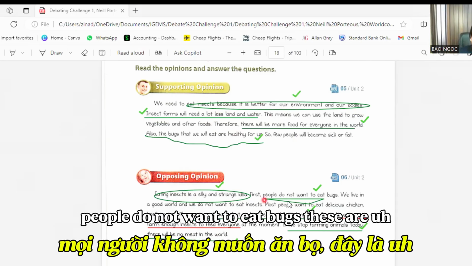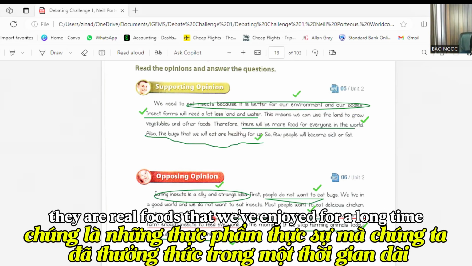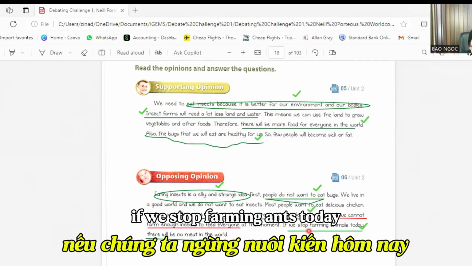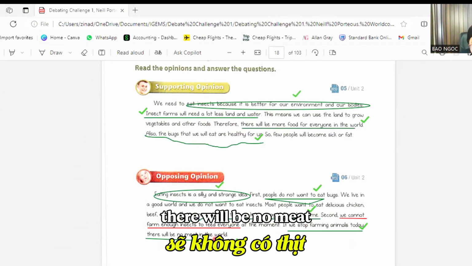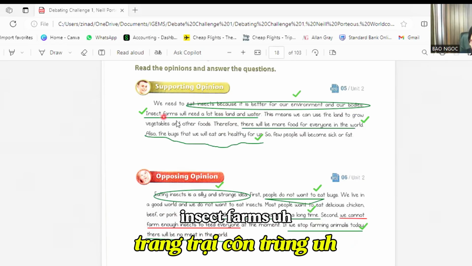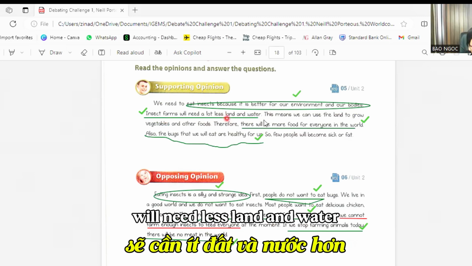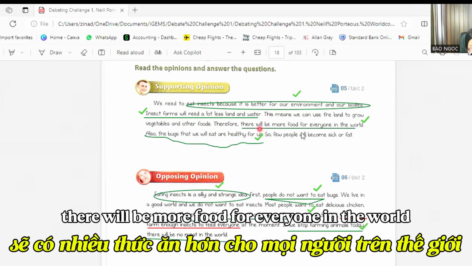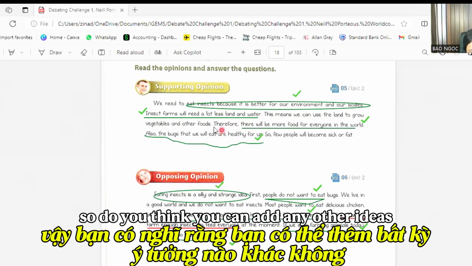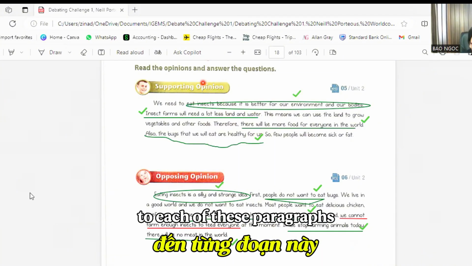Because here's one. People do not want to eat bugs. These are real foods that we've enjoyed for a long time. We cannot farm insects to feed everyone. If we stop farming animals today, there will be no meat. And then these supporting ones as well. Insect farms will need less land and water. There will be more food for everyone in the world. The bugs we will eat are healthy for us. So, do you think you can add any other ideas to each of these paragraphs?